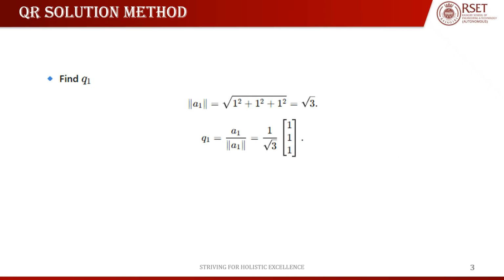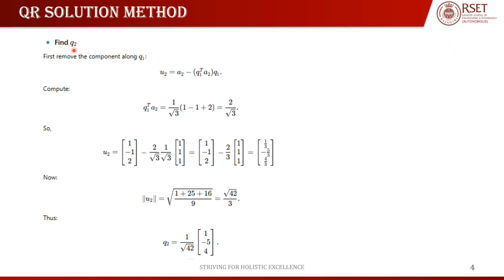Now we similarly find q2, but here we remove the component along q1. To get u2, you subtract q1 transpose a2 times q1 from a2. This is the method, and you have to learn this formula: u2 = a2 minus q1 transpose a2 times q1. First we find q1 transpose a2.